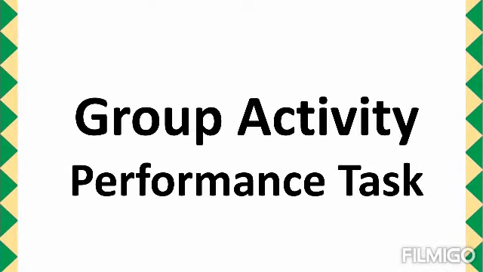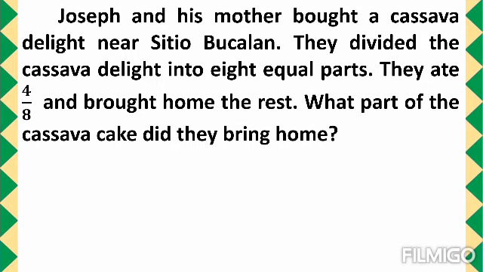So we'll be having a group activity or performance task, guys. Okay, this is a problem. I will read, and we'll read, understand, and analyze the problem so that we can find the right answer. Joseph and his mother bought a cassava delight near City Bulacan. They divided the cassava delight into 8 equal parts. They ate 4 of 8 and brought home the rest. So what part of the cassava cake did they bring home?